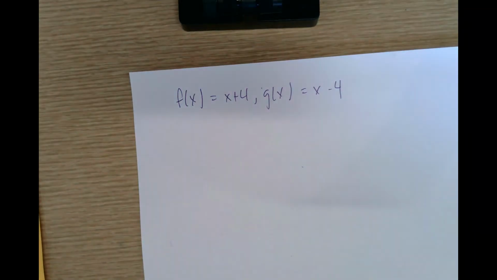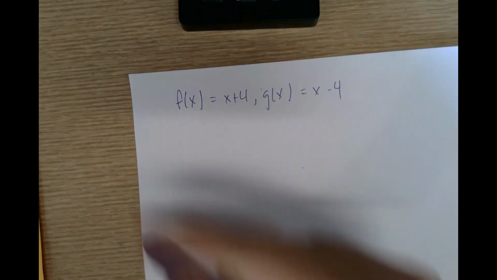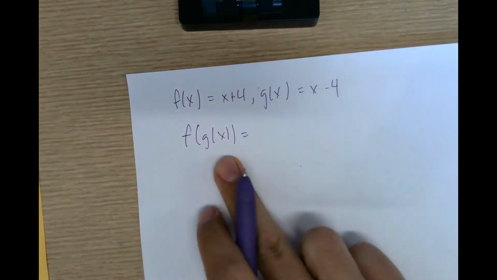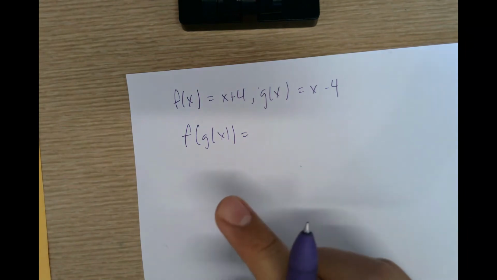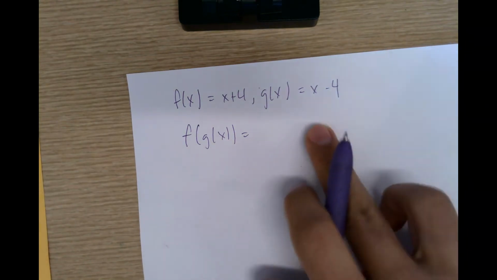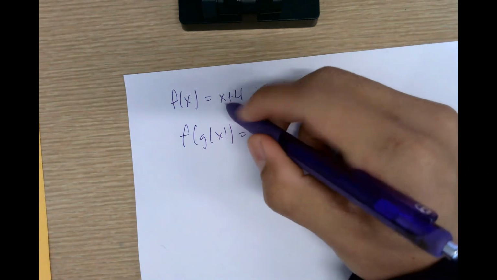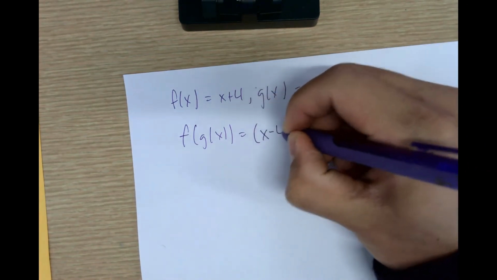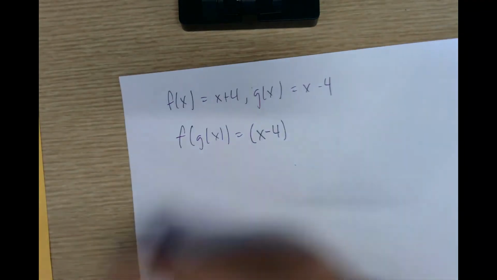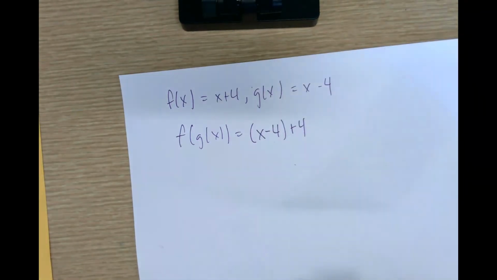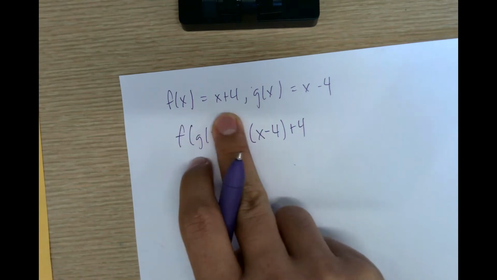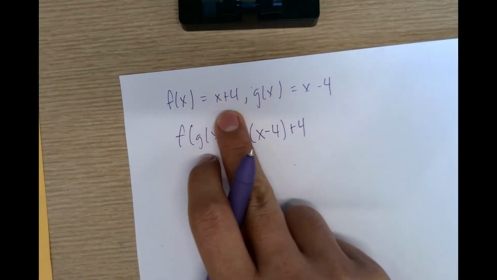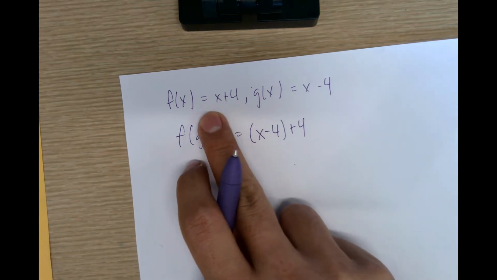So our very first step is that you would do f of g of x. What you're going to do is that anywhere you see x, you're going to replace it with the equivalent of g of x. So as an example, this x here is going to be replaced by x minus 4, because that's what g of x stands for. And then you're going to do the plus 4, right? Because the original f of x is x plus 4. The only thing is you're replacing the x with g of x.